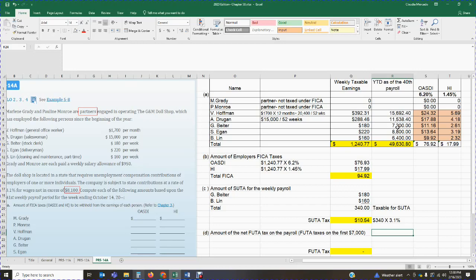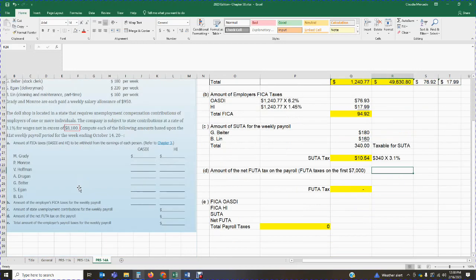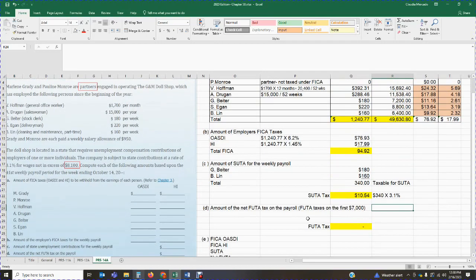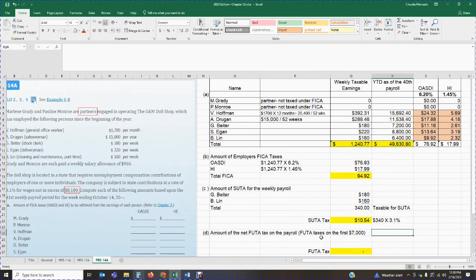Okay, so that is letter C. Letter D, what is the amount of the net pseudo tax on the payroll? Okay, the amount of the net pseudo tax on the payroll. Remember, pseudo is only paid on the first $7,000 of earnings. Once they go over $7,000, then the employer no longer has to pay any more pseudo taxes.